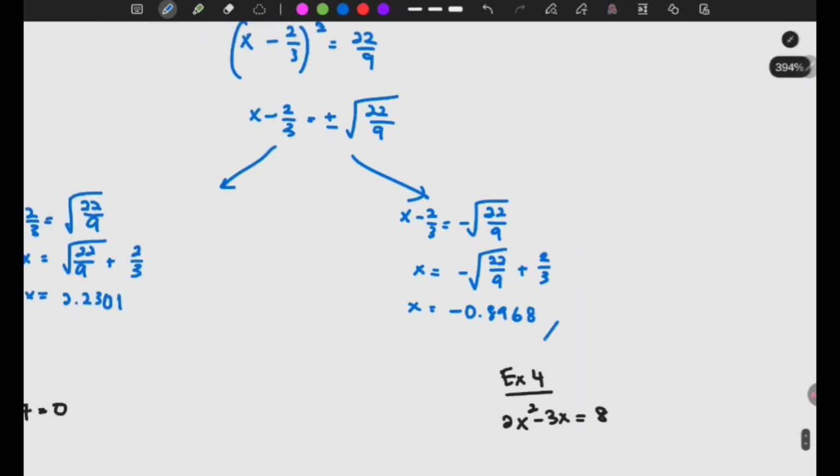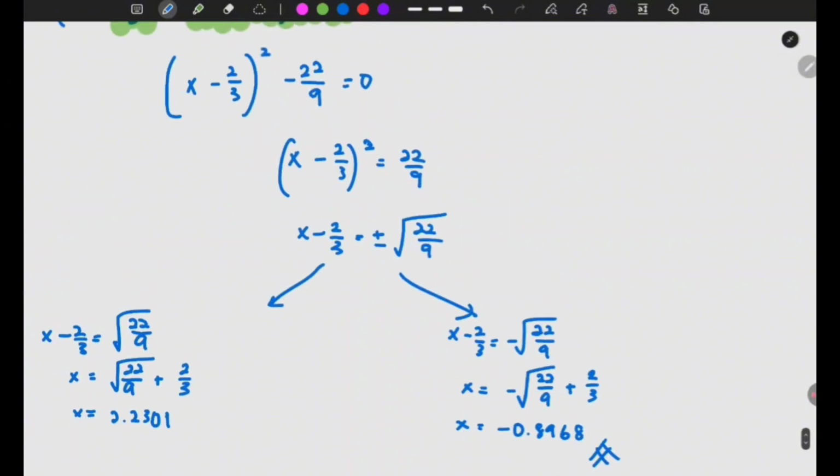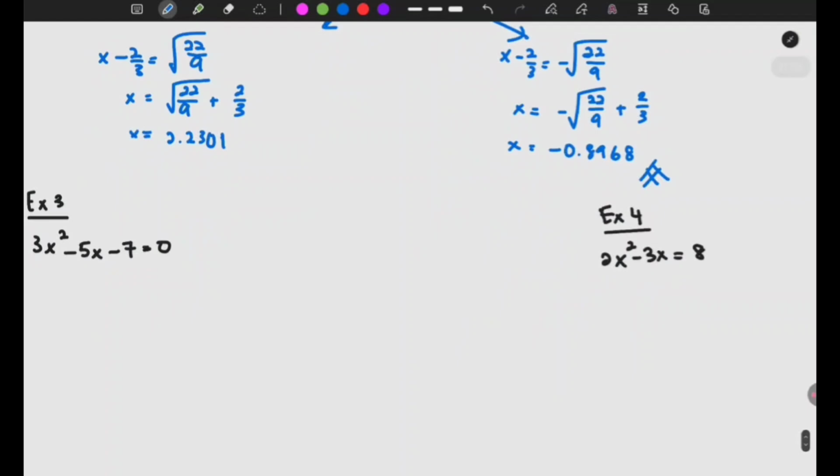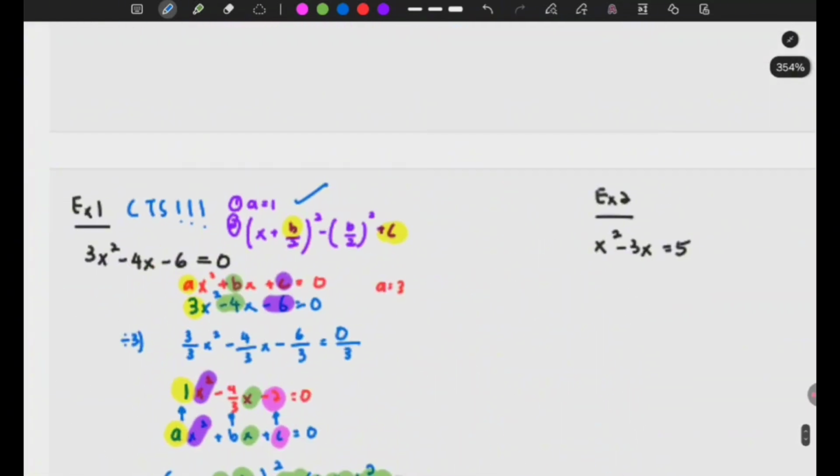Okay, so far I hope there's no problem with completing the square. But we will still do one more question, almost similar to this. So I will take example 4.